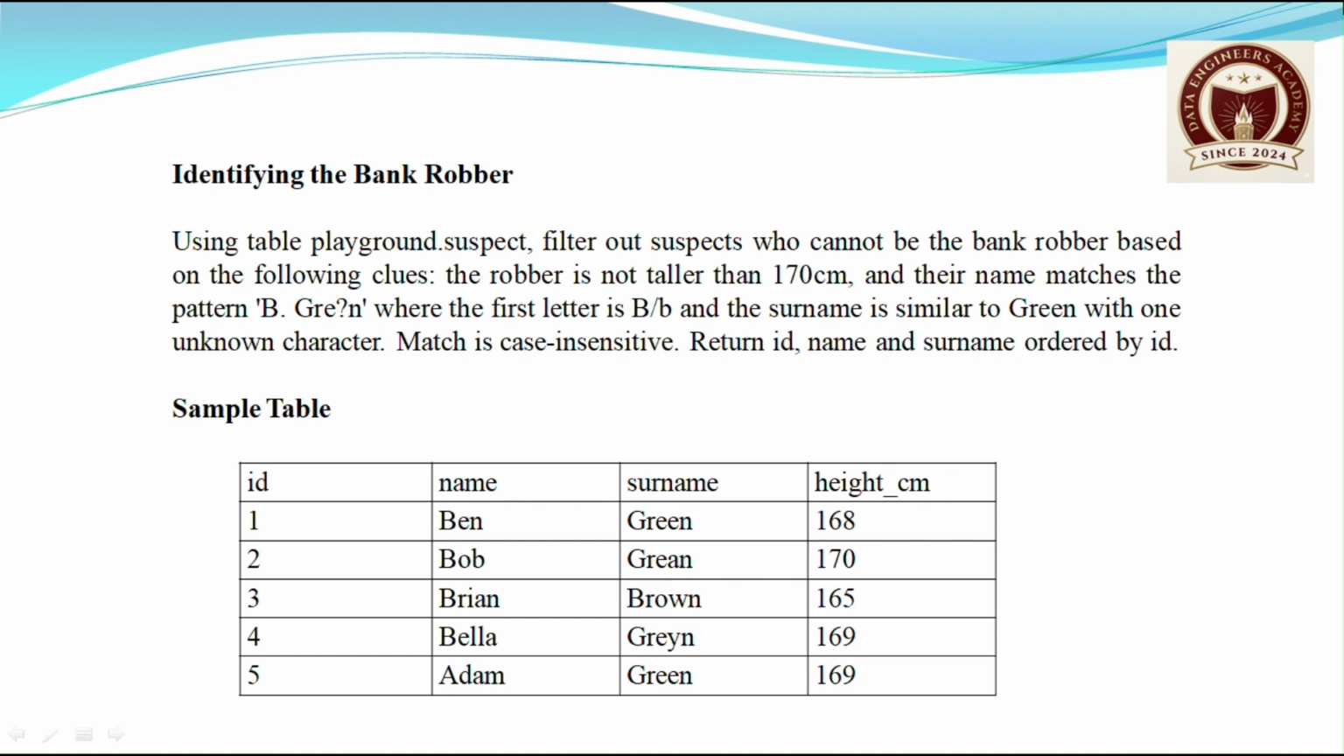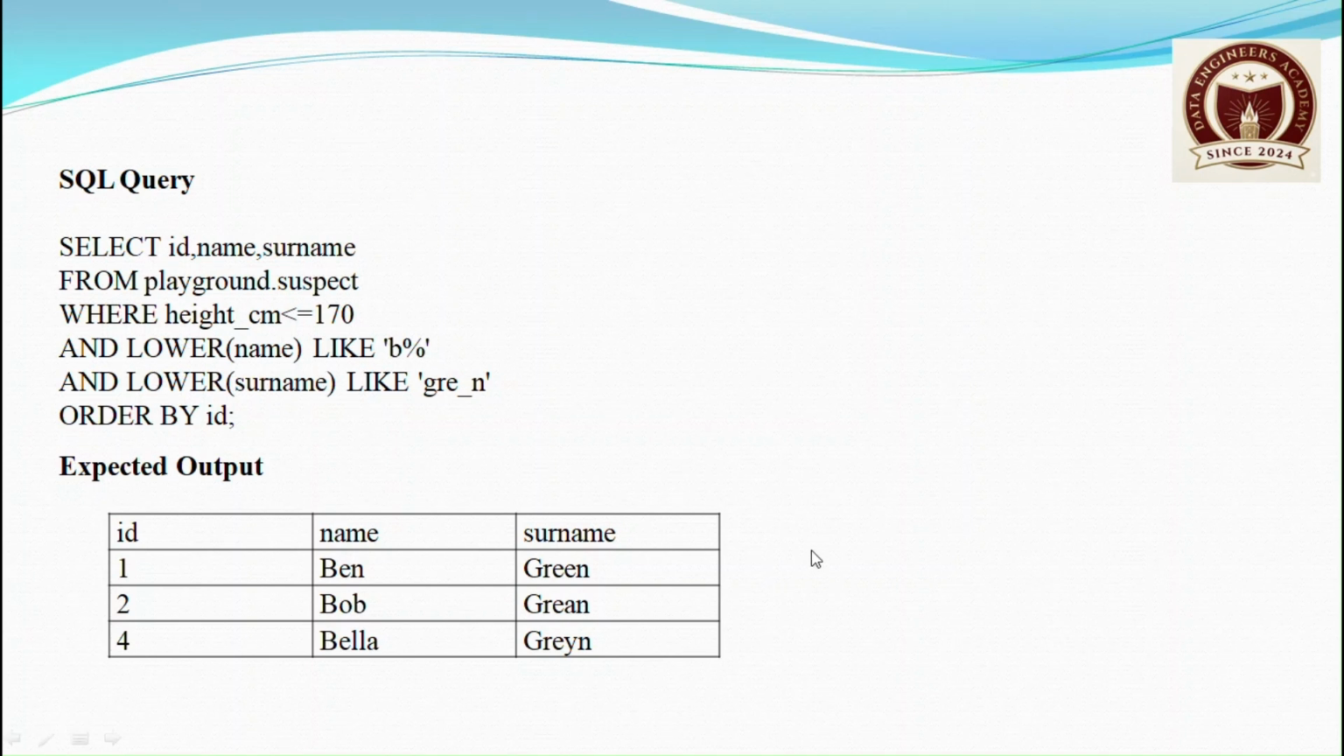Once we apply all 3 of these clues together, we need to return the ID, name, and surname of the remaining suspects, and the results should be ordered by ID. This is the SQL query, and here is the expected output. Now let us execute this in Snowflake environment.